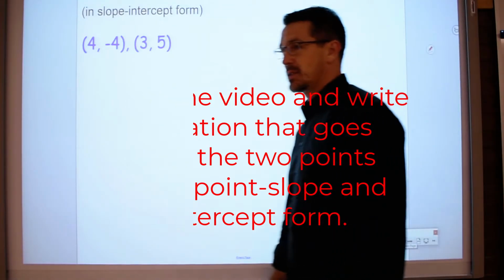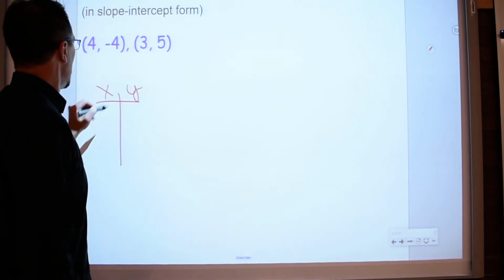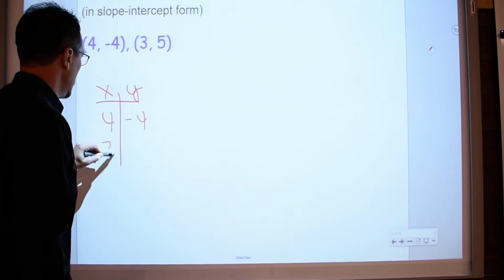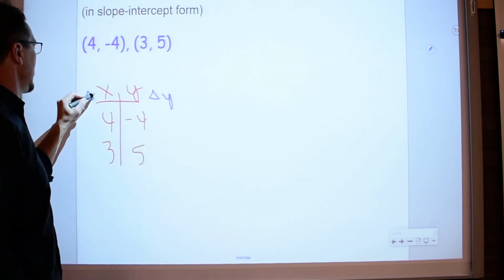Okay, I'm assuming you tried this one. Again, I'm going to go fast. Here's the table. I'm going to put my points in there. (3, 5). Find the rate of change, the change in y over the change in x.